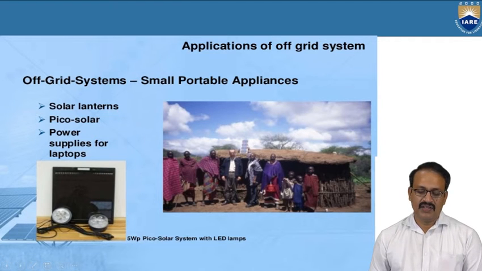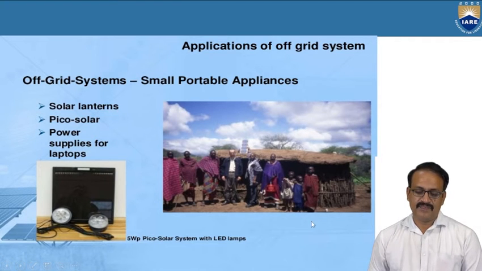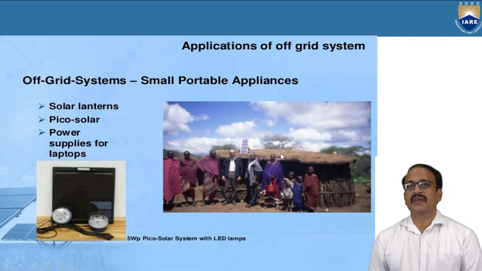If you neatly observe this diagram, this man has placed a small solar plate, and he has given supply to that small hut. This is from Africa.